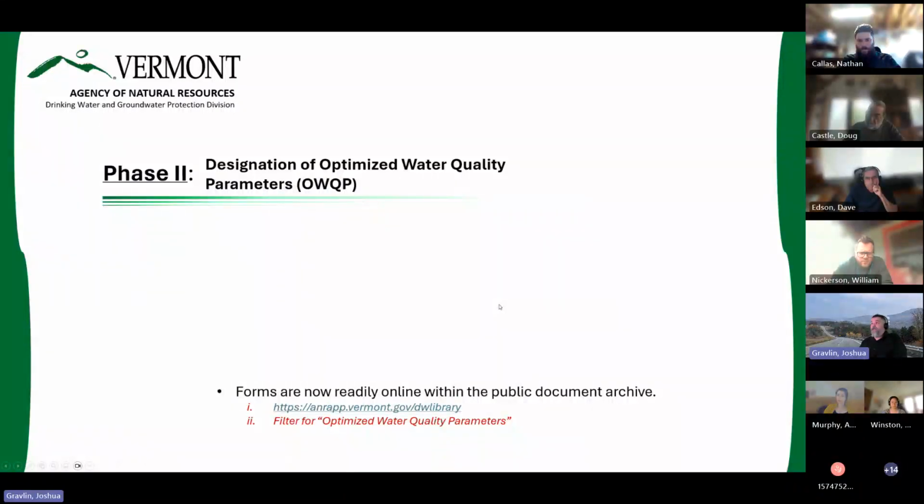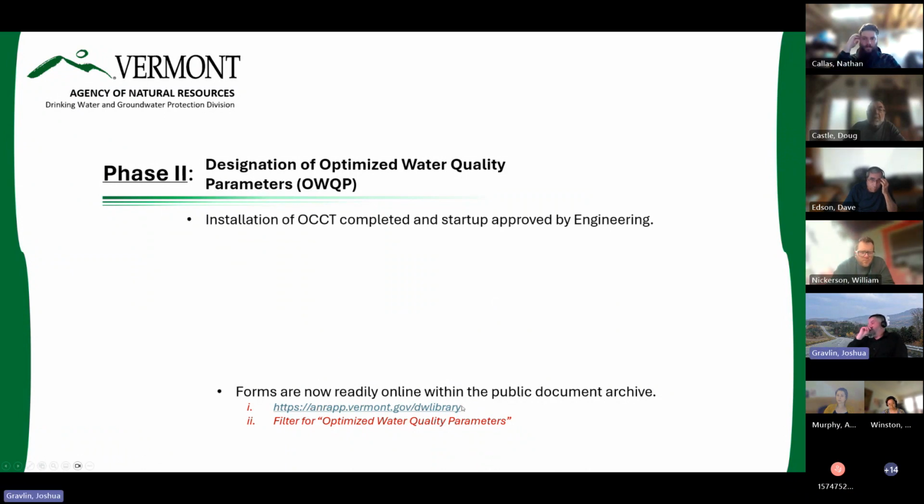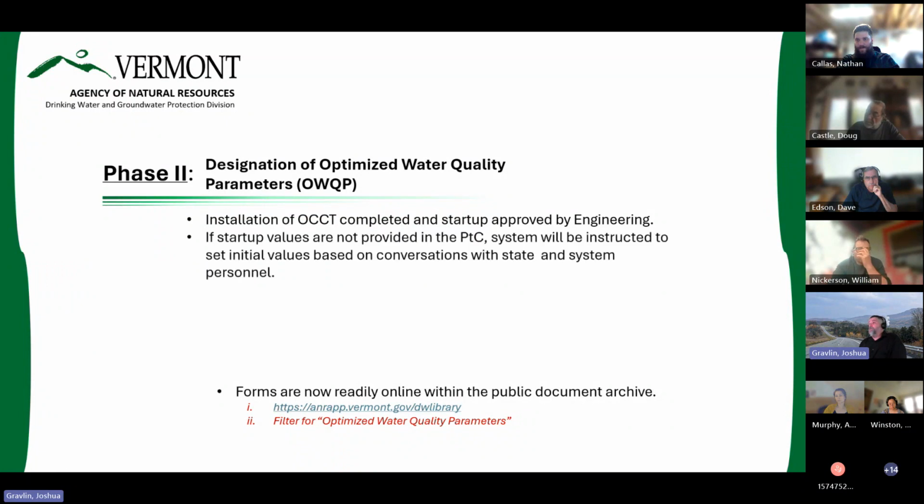From there, they move into phase two, which is the designation of optimized water quality parameters. Obviously, that showed up a little bit earlier than I wanted it to, but that's fine. So the installation of OCCT completed and startups approved by engineering. So they're going to talk about startup later on and what the conditions for that startup are.